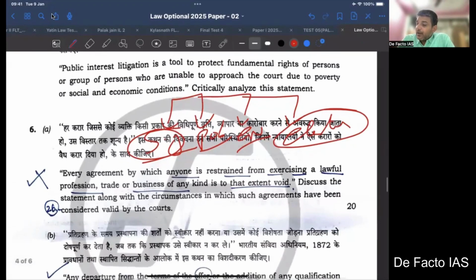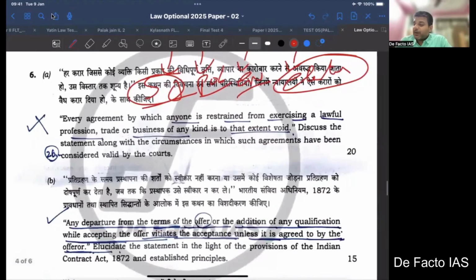Very typical. Now let us come to 6A, 20 marks. Every agreement by which anyone is restrained from exercising a lawful profession, trade, or business of any kind, to that extent is void, right? So restraint of trade is void. Obviously, there are a lot of exceptions, such as a franchisee agreement. Again, this question I have asked this year also.